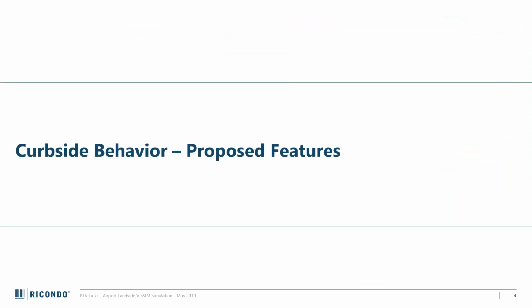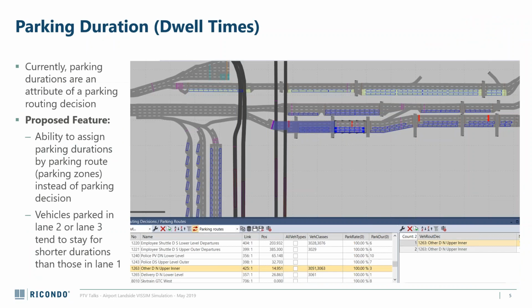So some of the issues that we face, and based on that, what we are proposing as potential features for this. We have a lot. We have condensed this into basically 2 groups. One is related with curbside behavior, and the other is related with curbside or parking outputs.